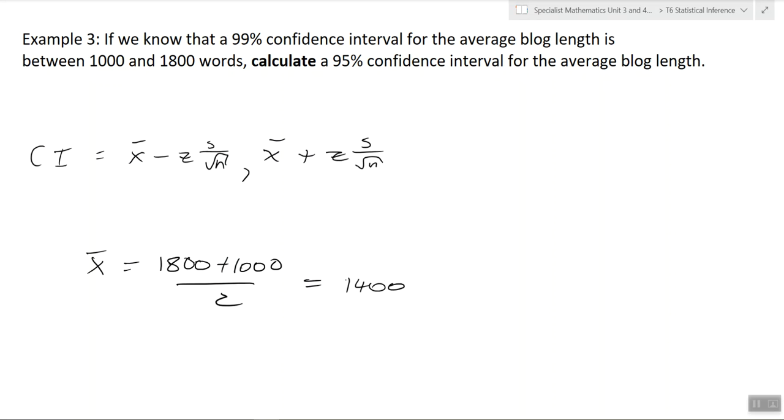What else? So Z times S over the square root of N for the 99% confidence interval is equal to 400. Does everyone know how that works? It's the mean plus or minus that to get to the intervals. Yep. And then, how do we know the Z?